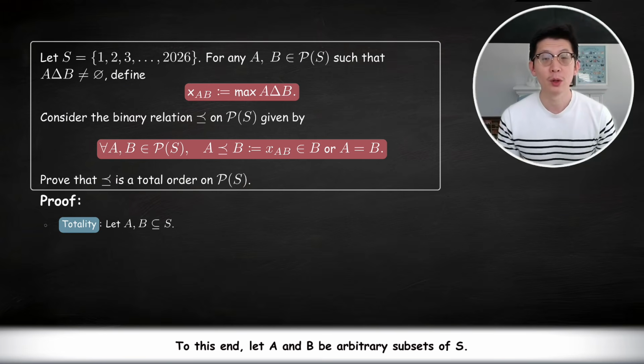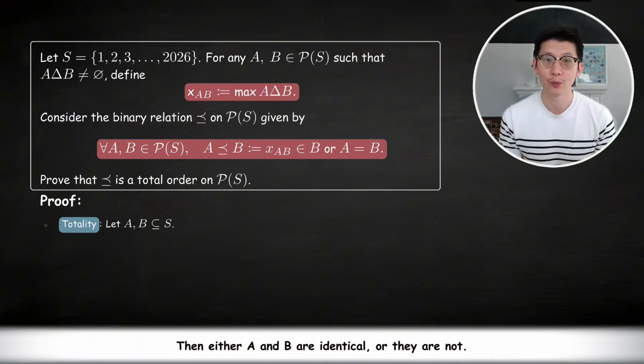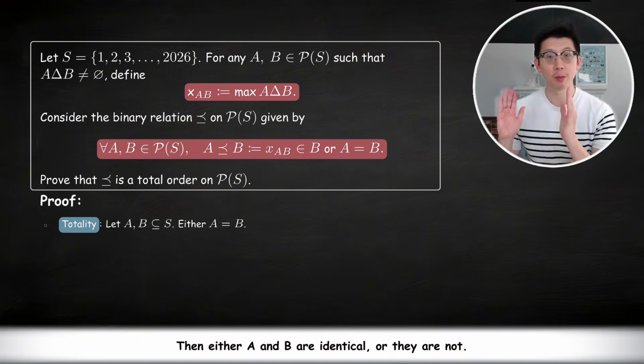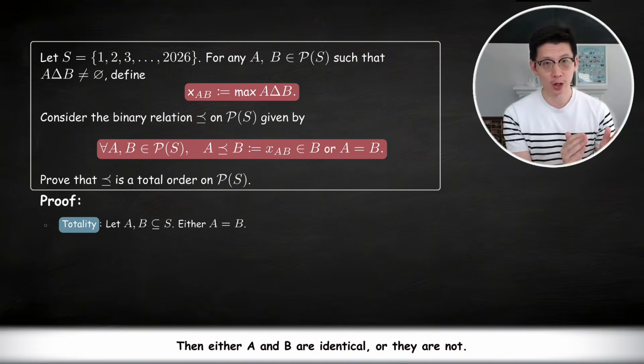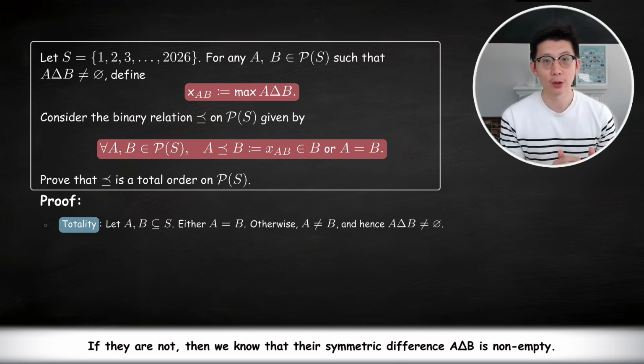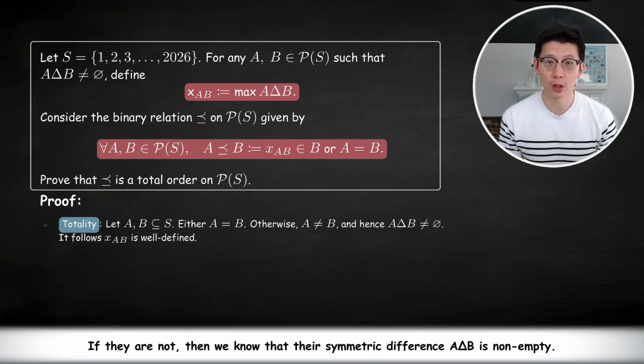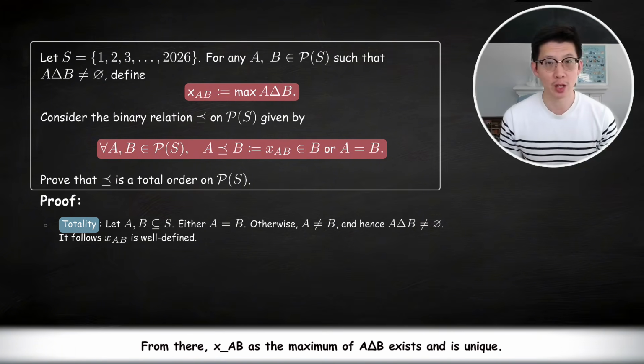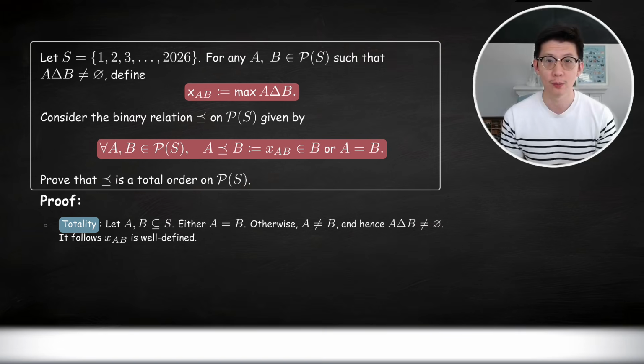To this end, let A and B be arbitrary subsets of S. Then either A and B are identical, or they are not. If they are identical, we are done. If they are not, then we know that their symmetric difference A delta B is non-empty. From there, XAB as the maximum of A delta B exists and is unique.